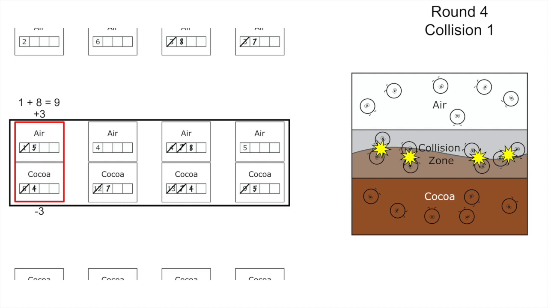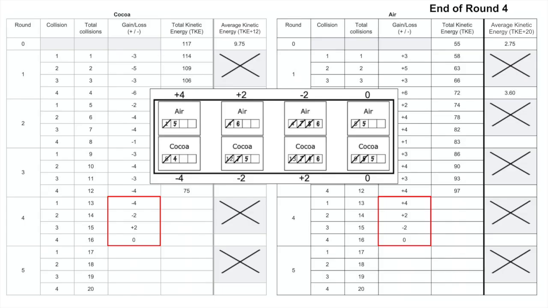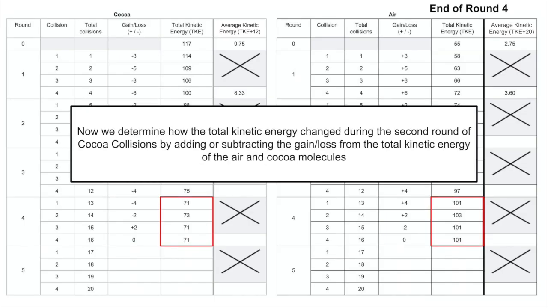The sum of the energy from the first air and cocoa molecules is 9. Therefore, the air receives 5 and the cocoa receives 4. For the second collision, the sum of the energy is 11, so the air gets 6 and the cocoa gets 5. In the third collision, the sum of the energy is 12, and both molecules leave the collision with 6. And in the final collision, the sum of the energy is 10, so both the air and cocoa molecules leave with 5. Just as before, we'll enter the gains and losses into our table.